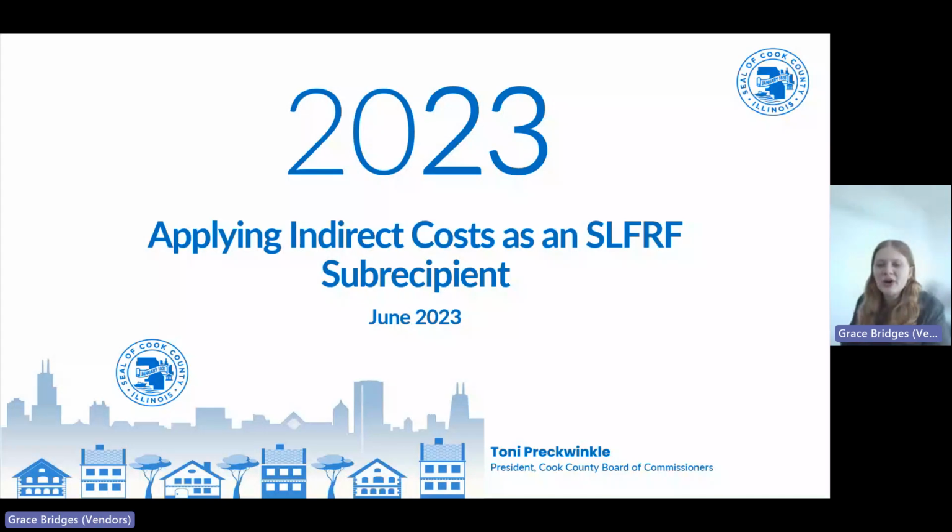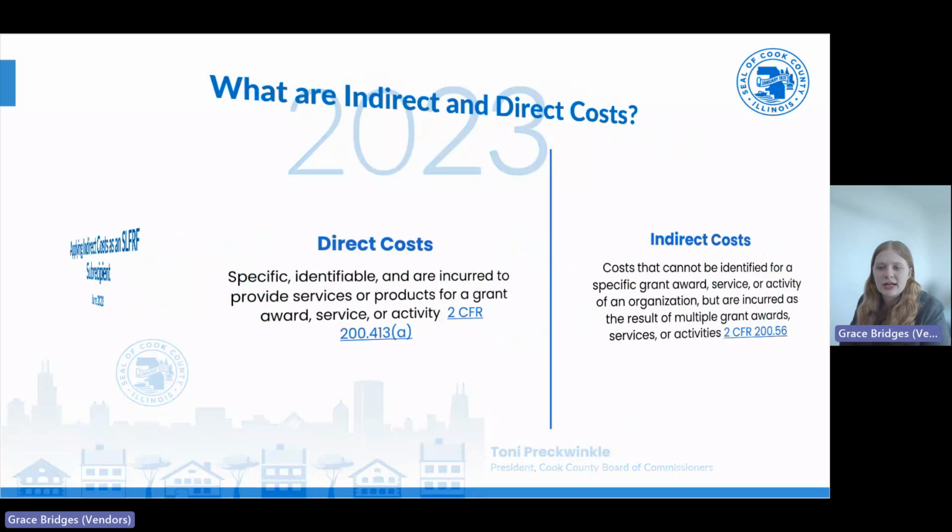Hello, this training will cover indirect costs and specifically how to apply indirect cost as an ARPA State and Local Fiscal Recovery Fund subrecipient. Note that the information presented here is based on federal guidelines as outlined in Uniform Guidance for Grant Awards. We're going to start out by defining indirect costs.